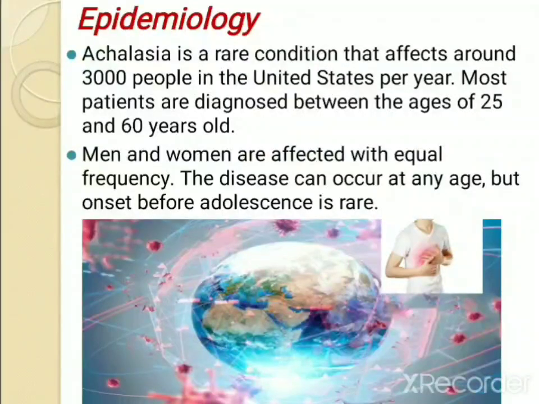Epidemiology. Achalasia is a rare condition that affects around 3,000 people in the United States per year. Most patients are diagnosed between the ages of 25 and 60 years old. Men and women are affected with equal frequency. The disease can occur at any age, but onset before adolescence is rare.